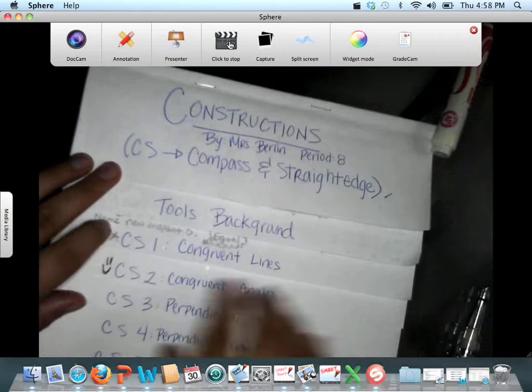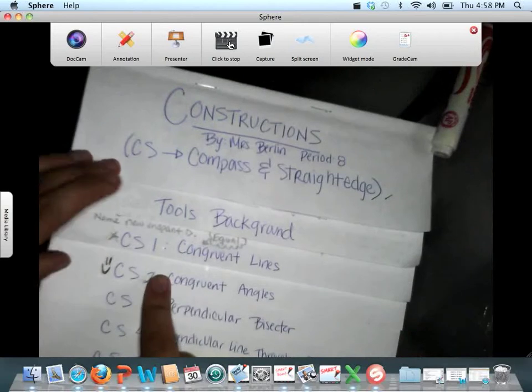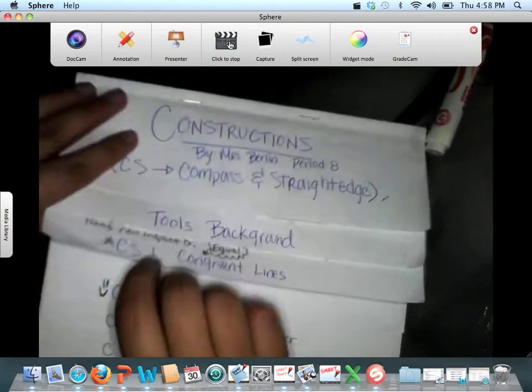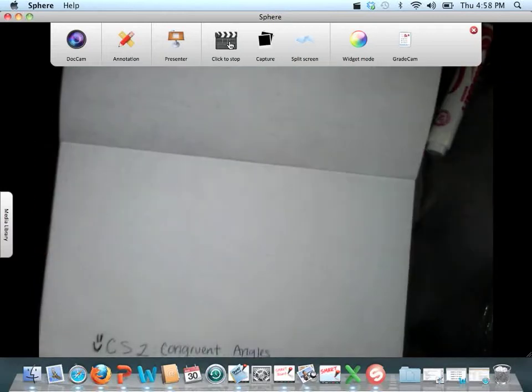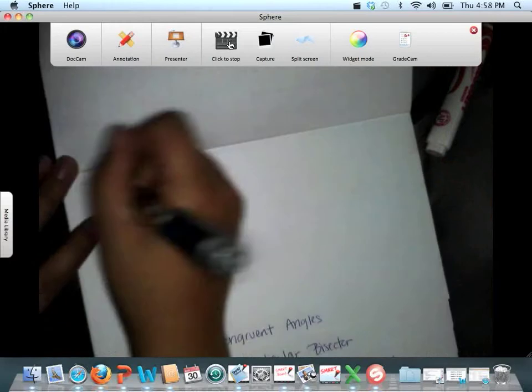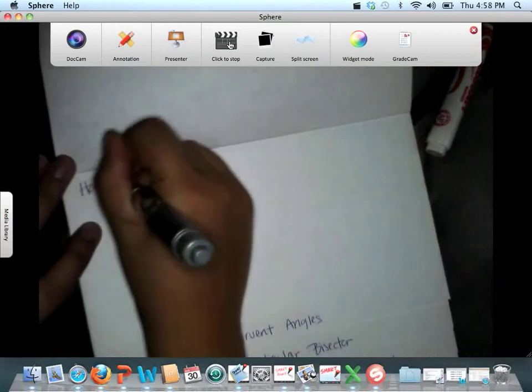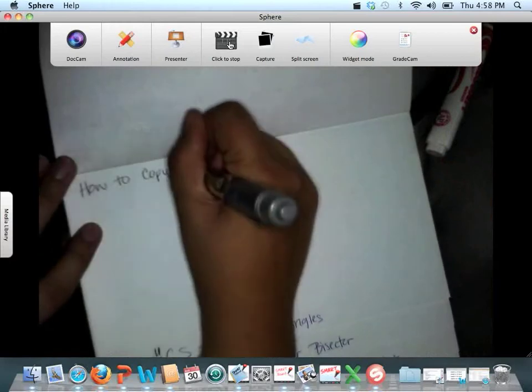Alright, so today we need to open up our flip book to CS2. So take the CS1 and open it up to a blank spot. Okay? So today you're going to learn how to copy angles.